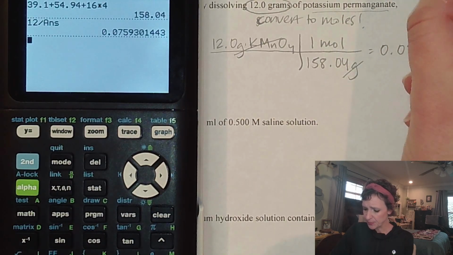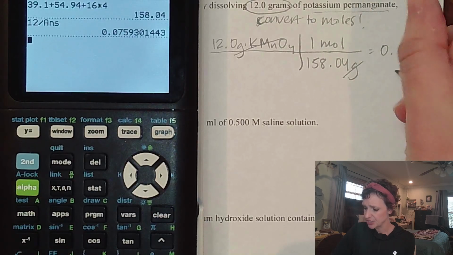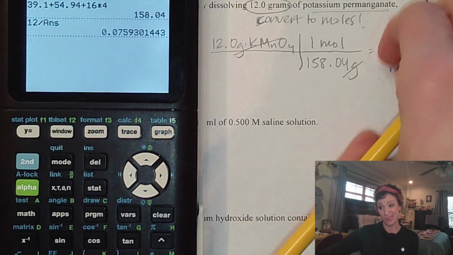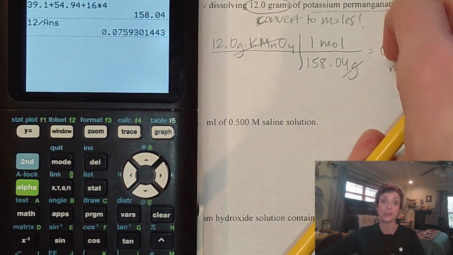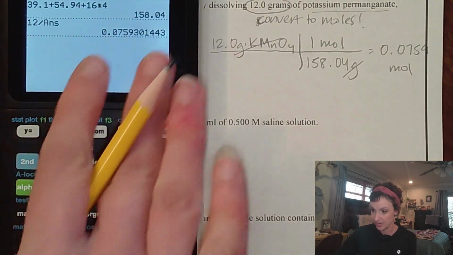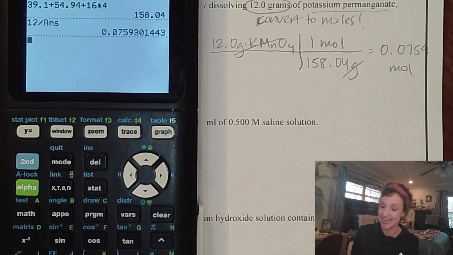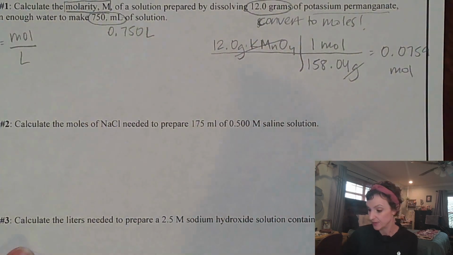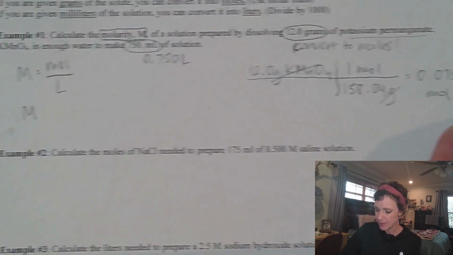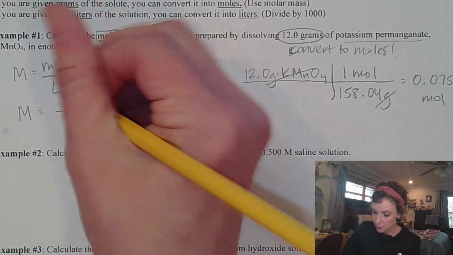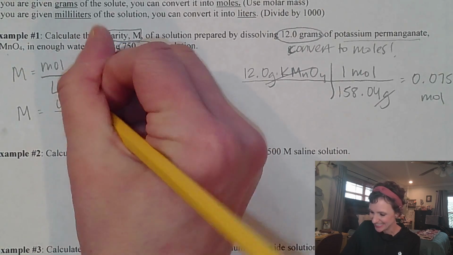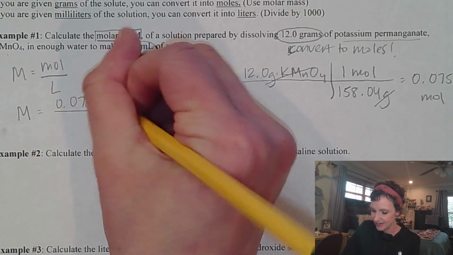Now, if we're being super precise scientists, we don't want to just chop off this number as is. We're going to try to keep this on our calculator. I am going to write this off to the side just so I can pull that number into my molarity calculation. But I'm going to let my calculator hang out so I can grab that precise number when I eventually solve for molarity. Okay, so yeah, that's my value. Y'all, we are good to go. We now have the moles of my solute, which is potassium permanganate. So I have 0.0759 moles.